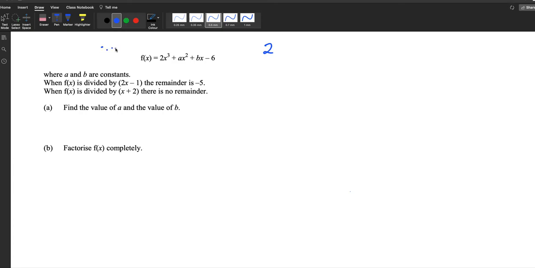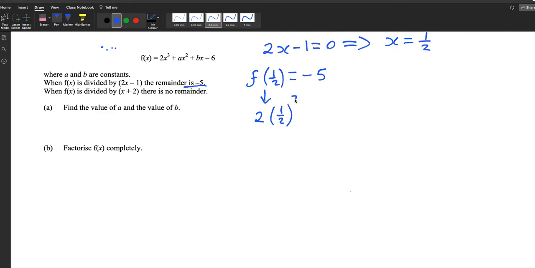Okay, so if 2x minus 1 were equal to 0, that would mean that x would be equal to a half. So that tells us that we need to substitute x equals a half into our function. So we know that f of a half should equal minus 5 because the remainder is minus 5. We also know that f of a half is going to be 2 lots of a half cubed plus a lots of a half squared plus b lots of a half minus 6, which should equal minus 5.